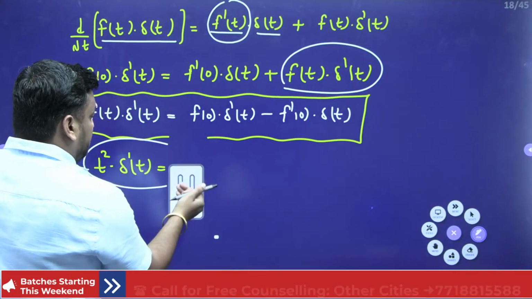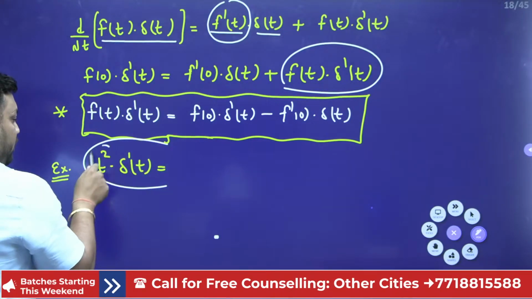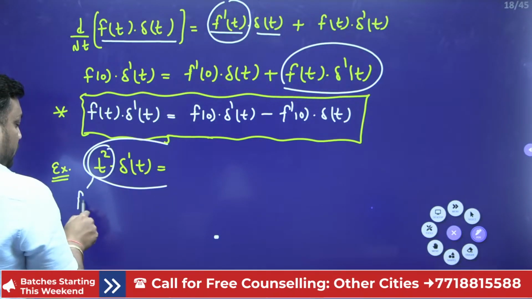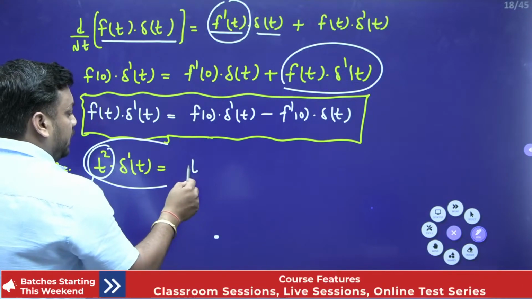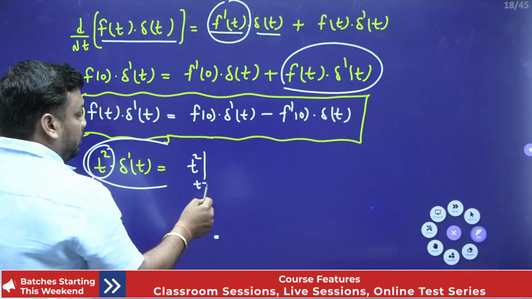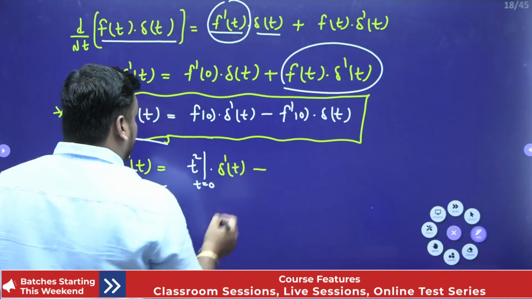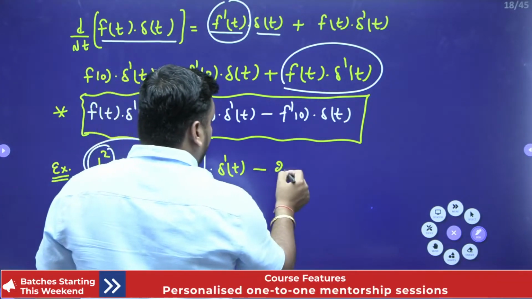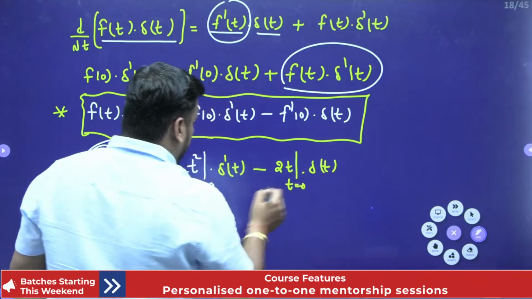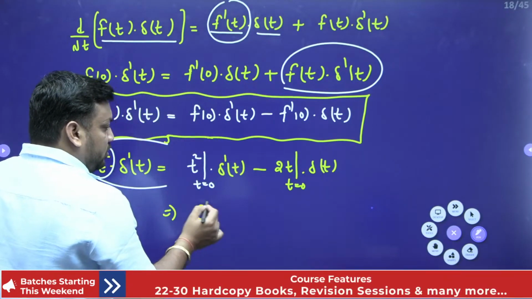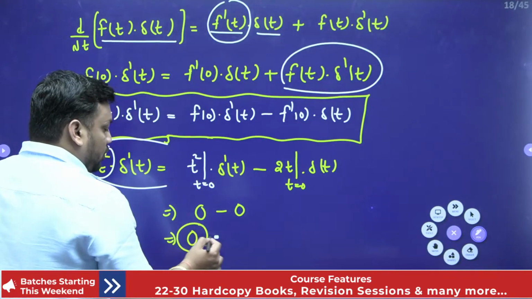So just apply this. Here, this is working as an f(t). So what should you write? You should write f(0), that is, t square at t equal to 0, times del dash t, and minus, when you differentiate this, you will get 2t. Again you put t equal to 0, times del t. So when you put t equal to 0, this is also 0, 0 minus 0, so your answer will be 0 only. All of you guys, just do reply.